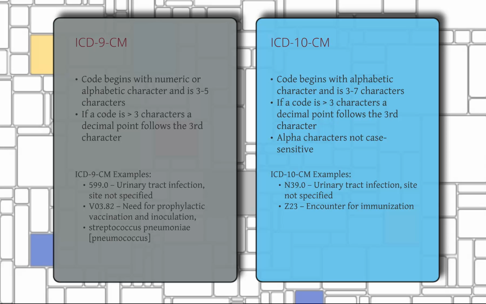It should be noted that codes are invalid if they are missing an alphabetic character or applicable character. It is not acceptable to report 599 as a code. It is acceptable to report 599.0. It's not acceptable to report N39 as a code. It is acceptable to report N39.0. Both of those categories are further subdivided. Z23 is a code because if you look it up in the tabular list, you will find that it is not further subdivided.